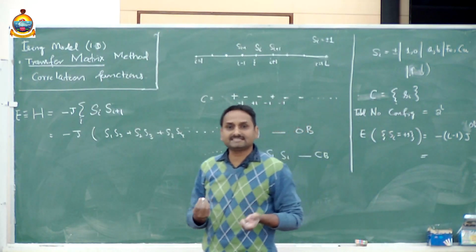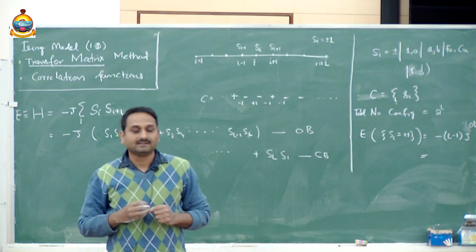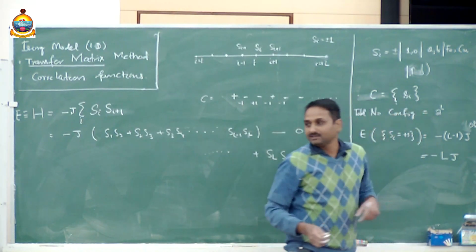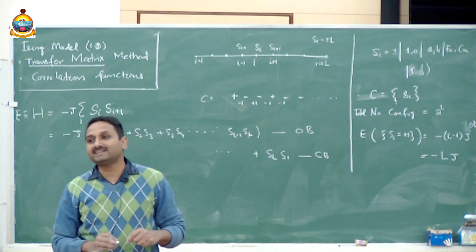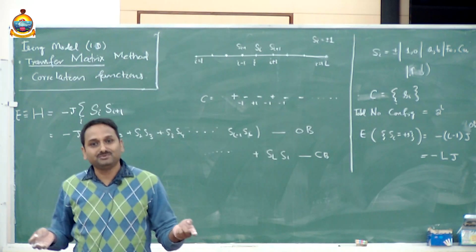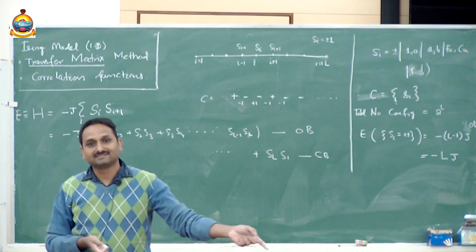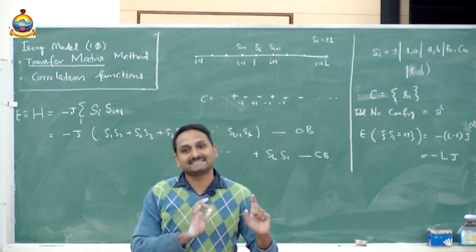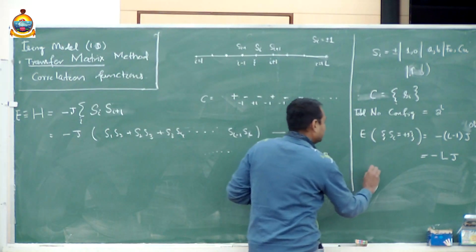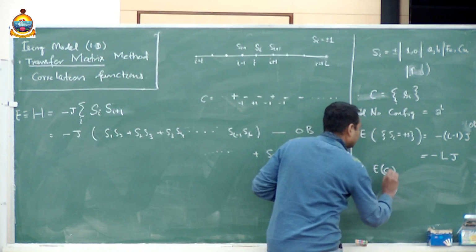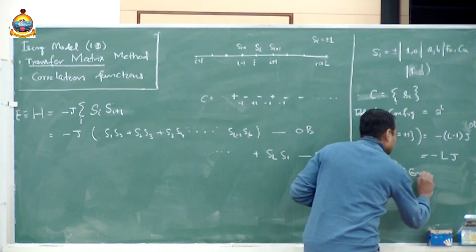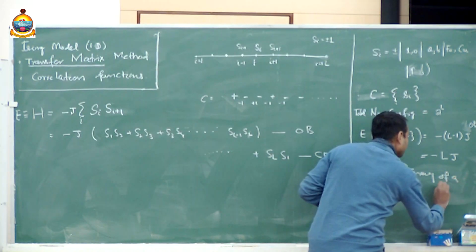And what is the same in the periodic boundaries? L bonds, so this is minus LJ. That's the energy of one configuration. If I give you any other configuration, you will be able to calculate it, right? You just make the product. So every configuration has some energy, and in general I call it E of C, the energy of a configuration.